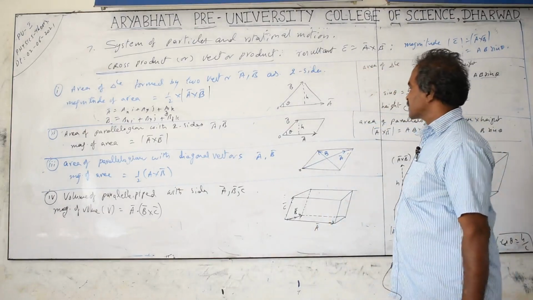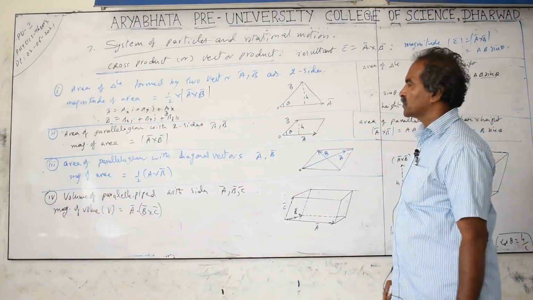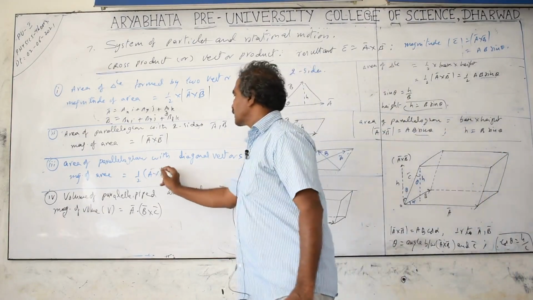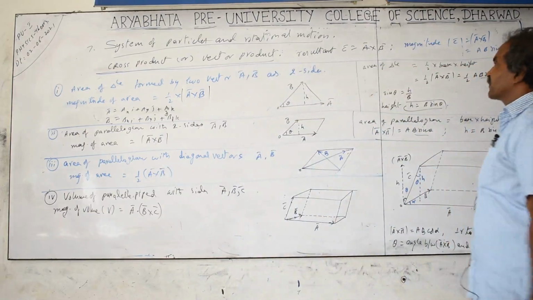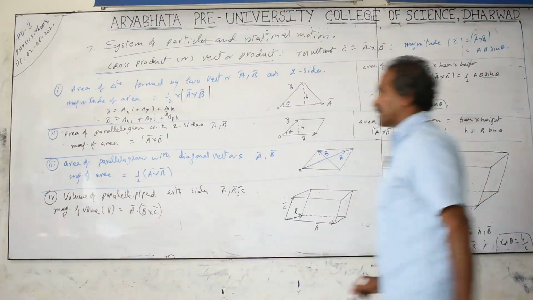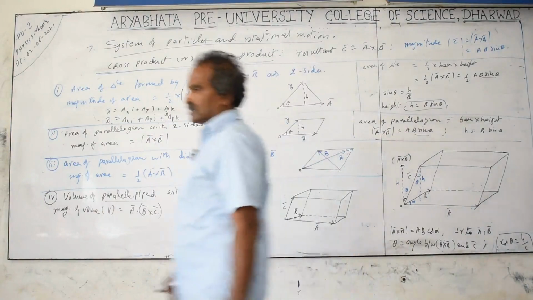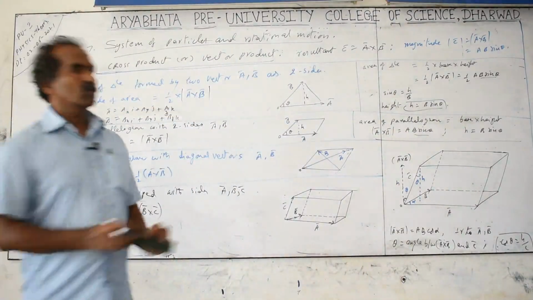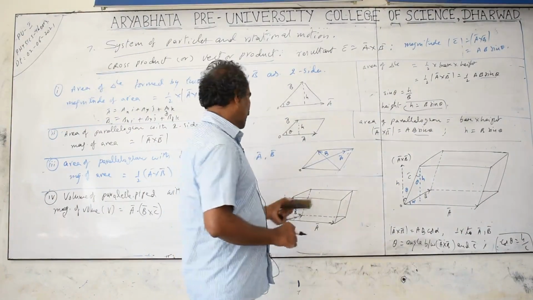If the diagonals are given as vectors, then the magnitude of the area is equal to half into A cross B, similar to the triangle formula. Next, volume of the parallelepiped. This parallelepiped is a three-dimensional structure. You can take a cube or cuboid; cuboids are a special case of this parallelepiped.